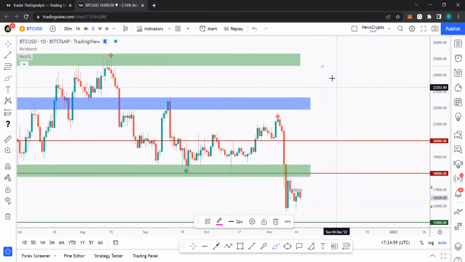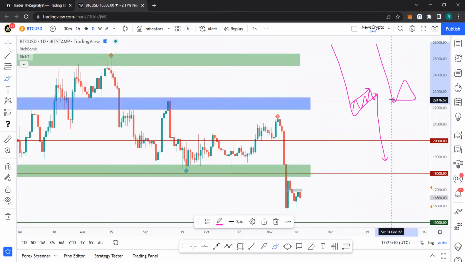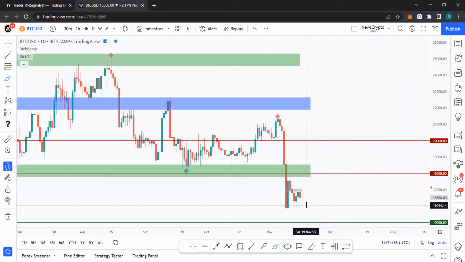It might be, as mentioned previously, like this impulse as a channel, or if you want, as a flag before we trade lower again, or as a pennant. Okay, and that's it. And then we trade lower again. And let's see how it goes.